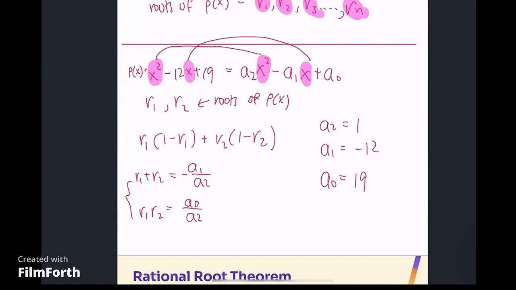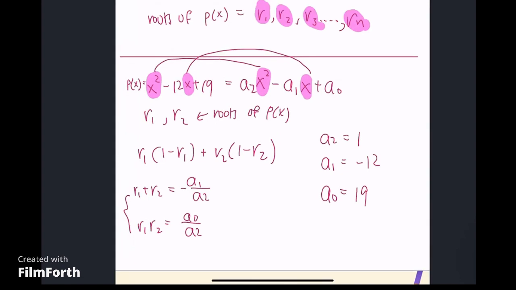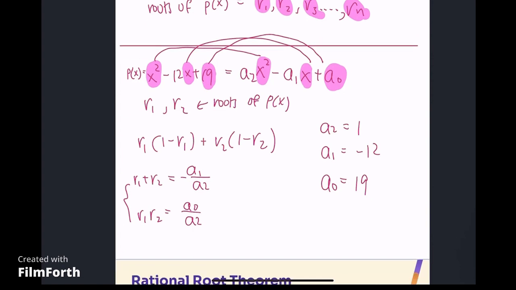Notice A0 is actually the value of the constant, so it should be paired with this, and these should match up like that, just to make sure you don't get it the wrong way around. A0 usually refers to the constant value, whereas An is the coefficient of x to the power of n. Now we've found all the values we could possibly use in Vieta's formula.